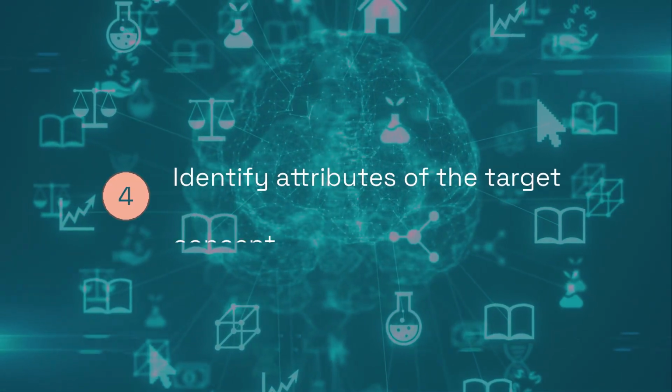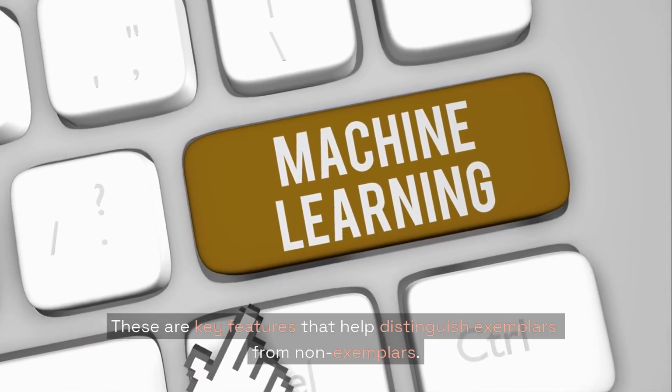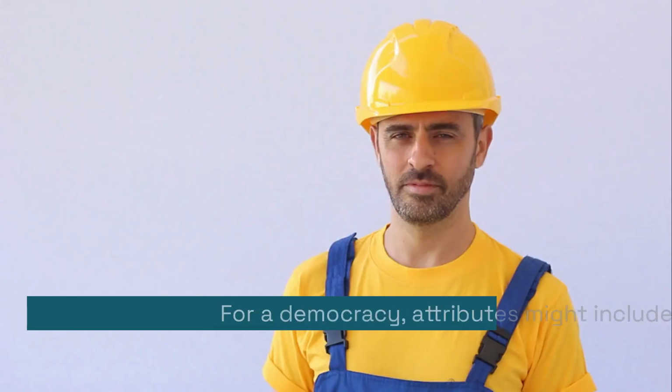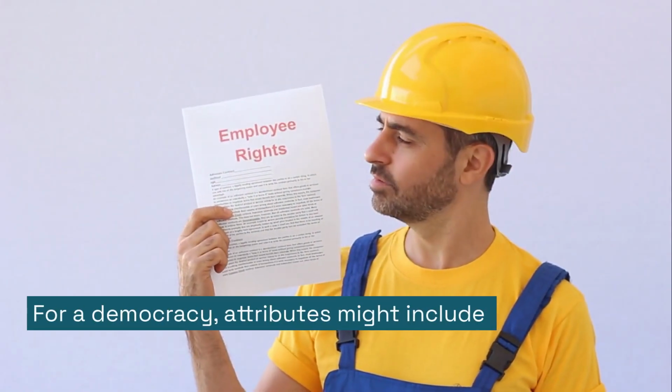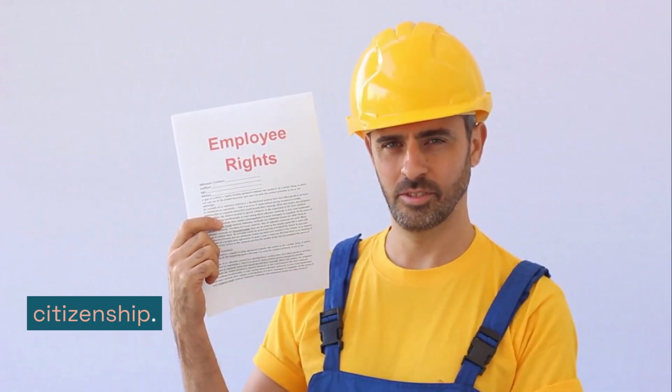Next, identify the attributes of your target concept. These are key features that help distinguish exemplars from non-exemplars. For a democracy, attributes might include equality, rule of law, and active citizenship.